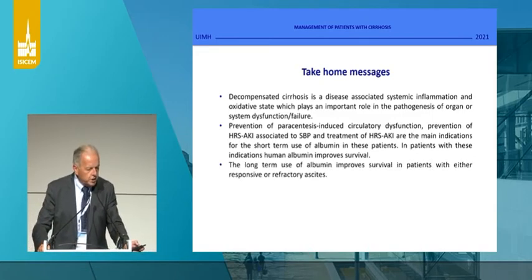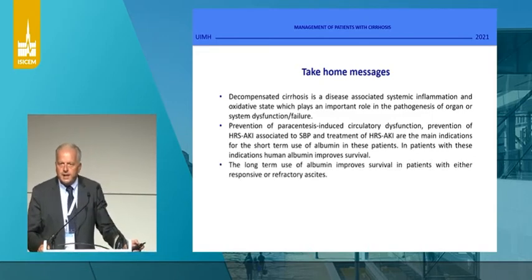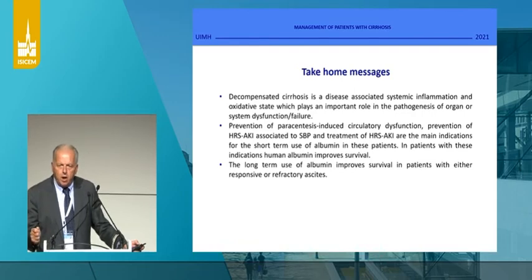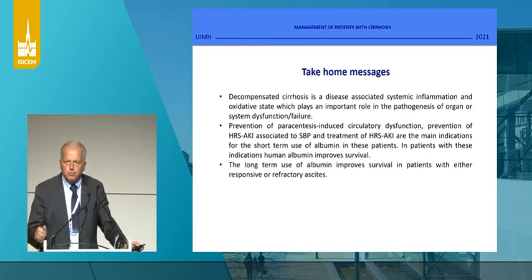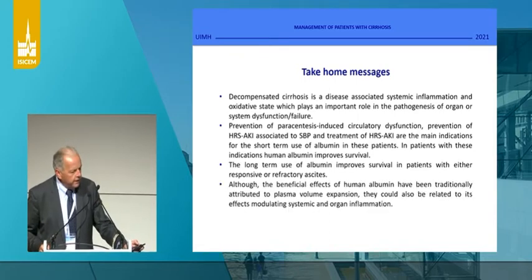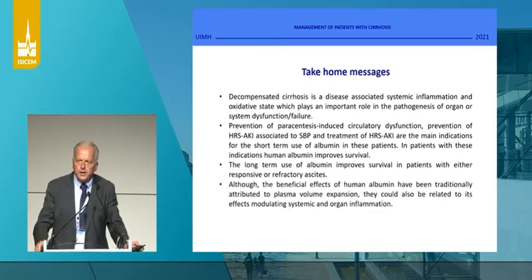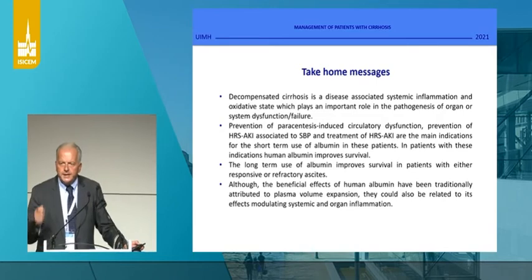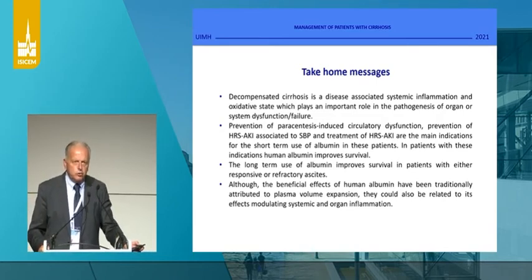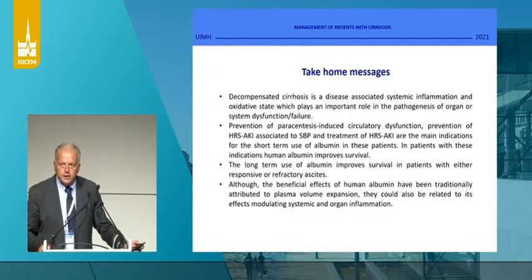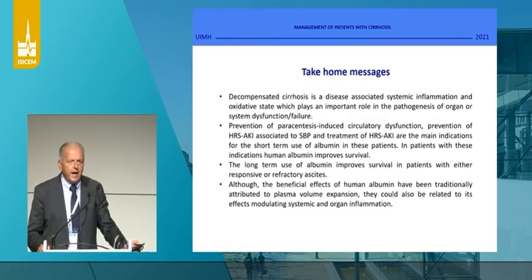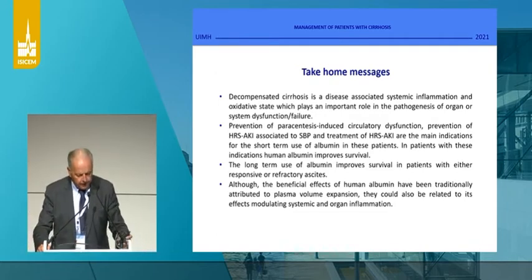In patients with responsive ascites and refractory ascites, the long-term use of albumin is capable to reduce mortality and to improve the quality of life. And finally, in all these conditions, albumin is exerting its effect not only through its oncotic properties, but overall through its non-oncotic properties, and particularly its anti-inflammatory action.